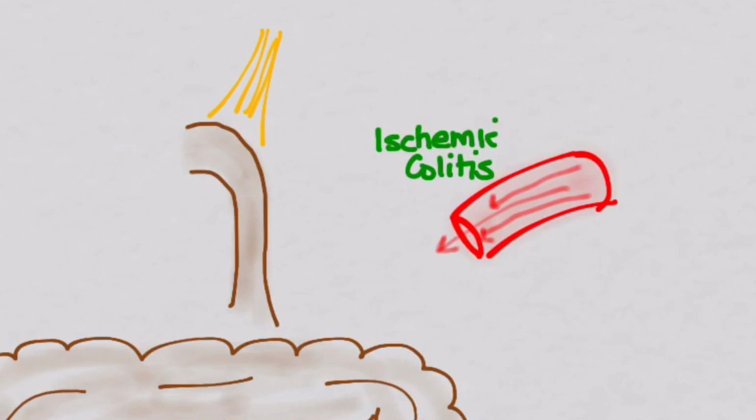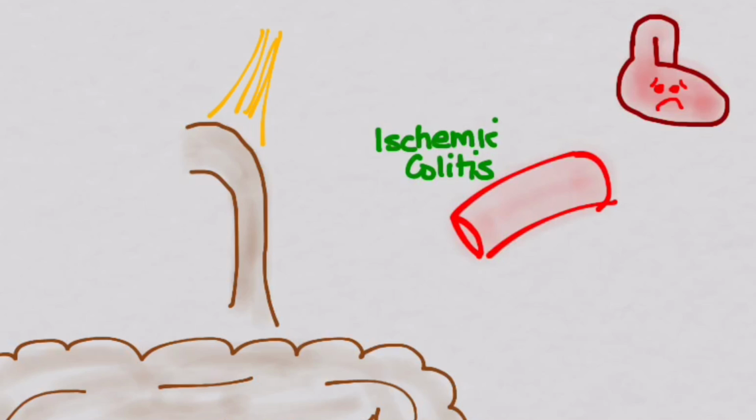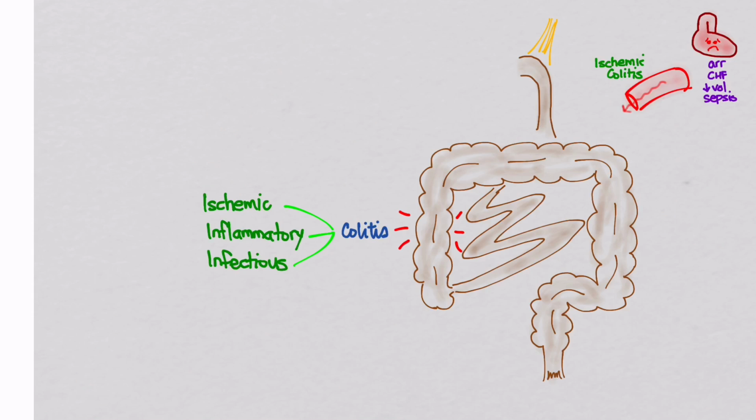Ischemic colitis obviously has to do with the blood flow to the colon. And so normally you have a good amount of blood flow. So in conditions with poor blood flow, like arrhythmia, CHF, hypovolemia, and sepsis, you don't get as much blood going to the colon. And this reduces the circulation there, and it really affects the watershed areas of the splenic flexure and the sigmoid colon. These are areas that have poor collateral circulation.